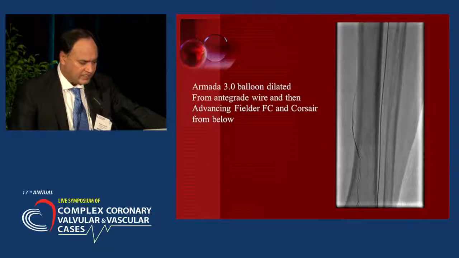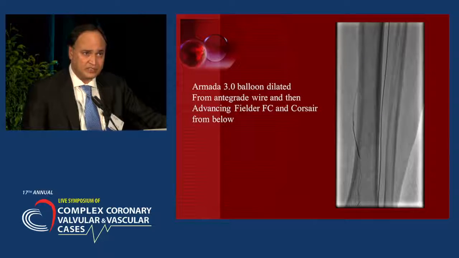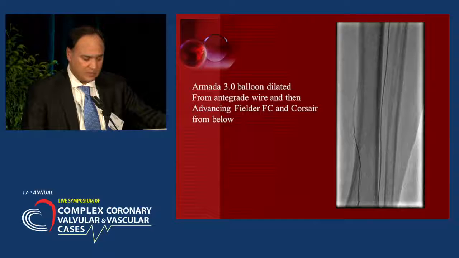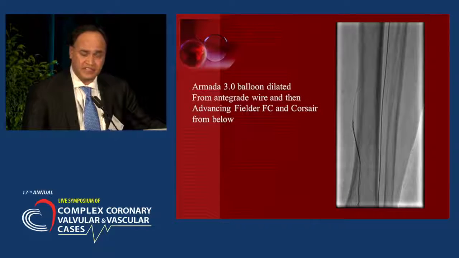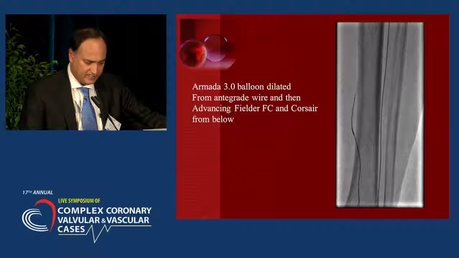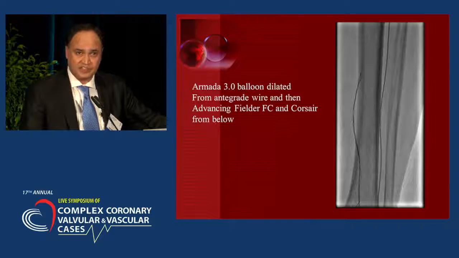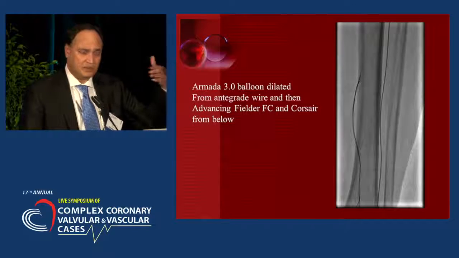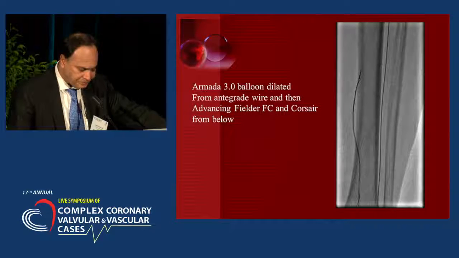So in that situation, we attempted the same technique. We went through that transverse collateral from the peroneal artery, and we also have a wire from the top. We inflated a balloon from the wire from the top, and now you can see this is a Corsair catheter and a PTFE wire that's going through this reverse CART that was created from a balloon that was inflated from the top into the posterior tibial artery.